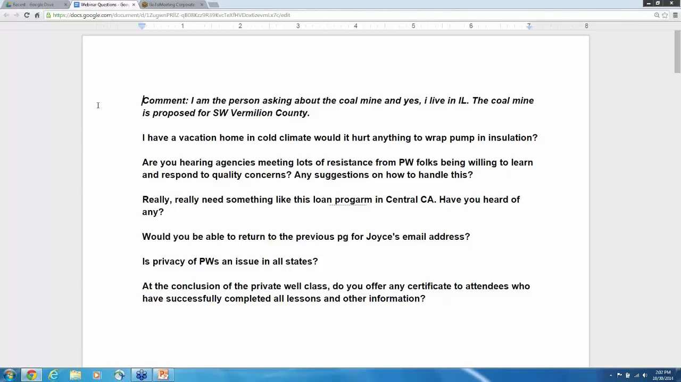I have a vacation home in a cold climate. Would it hurt anything to wrap the pump and installation? I would ask a driller or a pump installer. I'm not an installer per se, and I haven't worked in the field. You need to be careful that your pump doesn't get too hot. Obviously, it's not going to be used whenever you're not there, but I would just ask them the best approach.